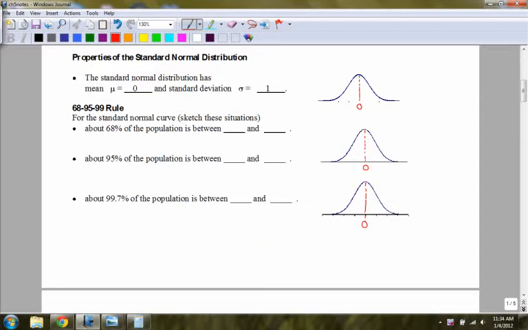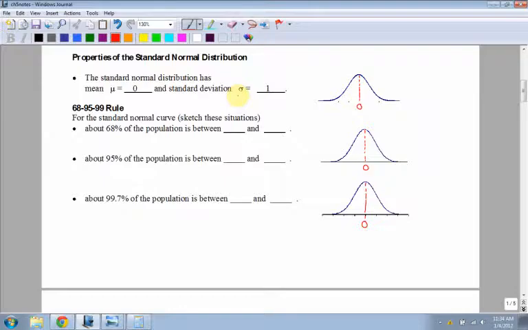All right, so the first thing I want to go over is the properties of the standard deviation. And here we have the question. It says the standard normal distribution has a mean of 0. This is just an example. And standard deviation, which uses the symbol sigma. Sigma equals 1. So sigma is always used for standard deviation, and the Greek letter mu is always used for the mean. So this is the Greek letter mu. This is the Greek letter sigma.